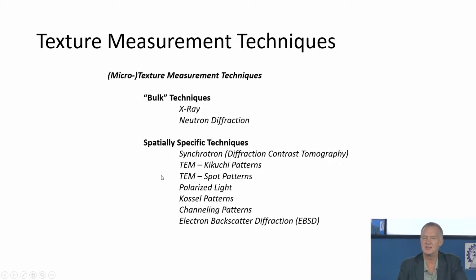You can do spatially specific measurements, looking at a single crystallite. You can do this in a synchrotron sometimes with diffraction contrast tomography, or DCT they call that, or sometimes you can do it in the lab with a micro CT system. TEM, Kikuchi or spot patterns. There's polarized light techniques where you can kind of measure orientations of crystals, Kossel patterns, channeling patterns or electron channeling patterns, or sometimes they're called rocking curves, or electron backscatter diffraction, right? To measure these things.